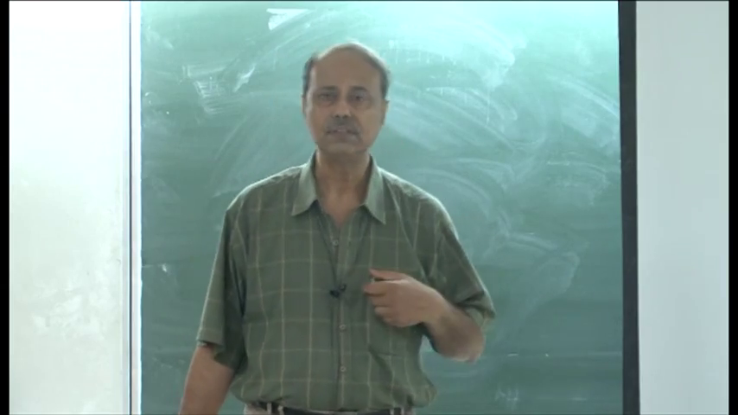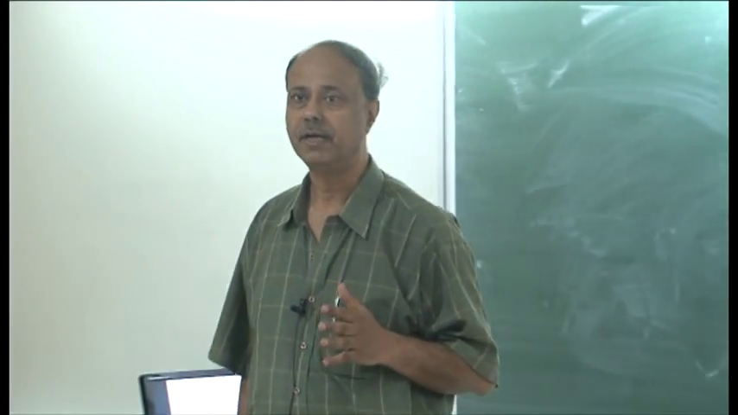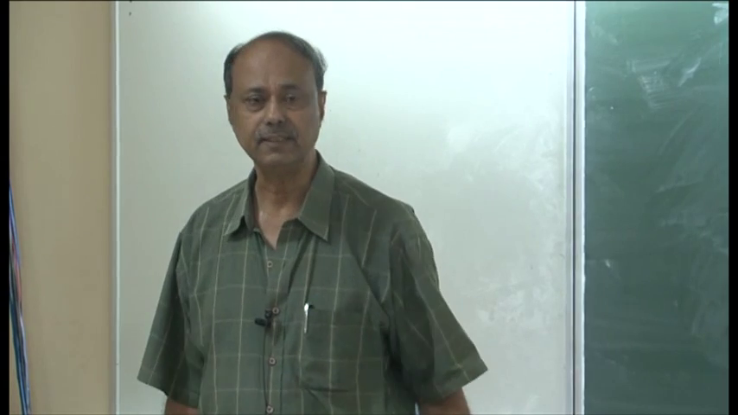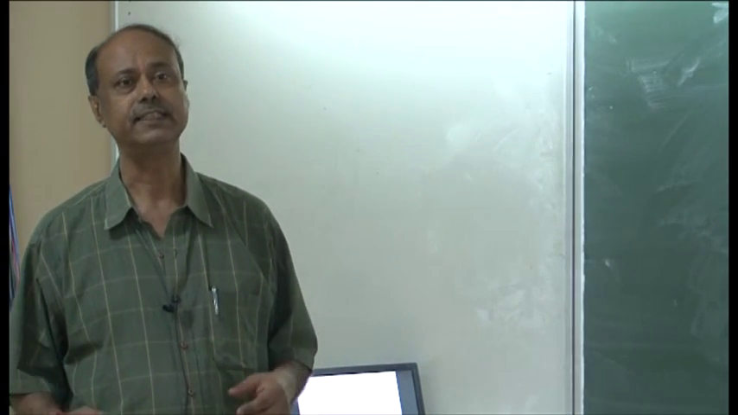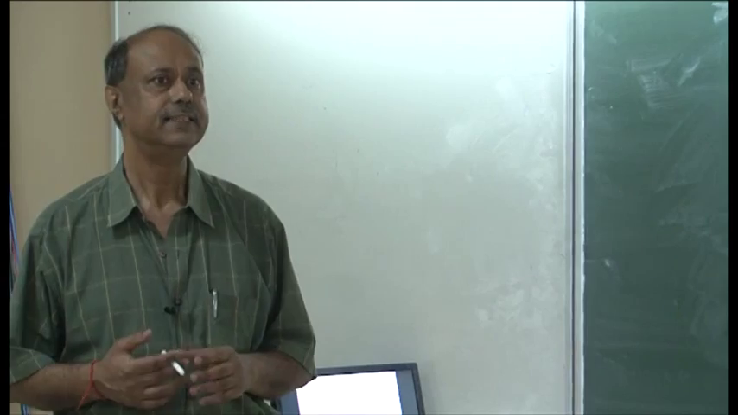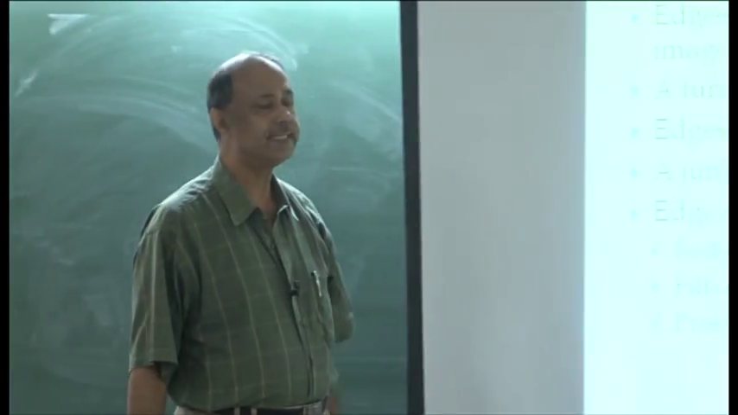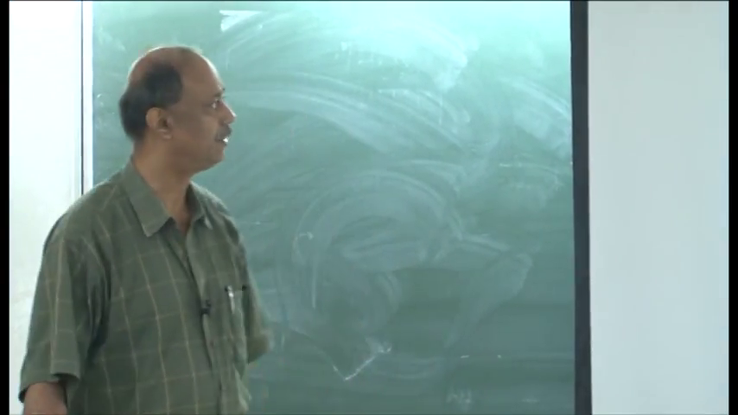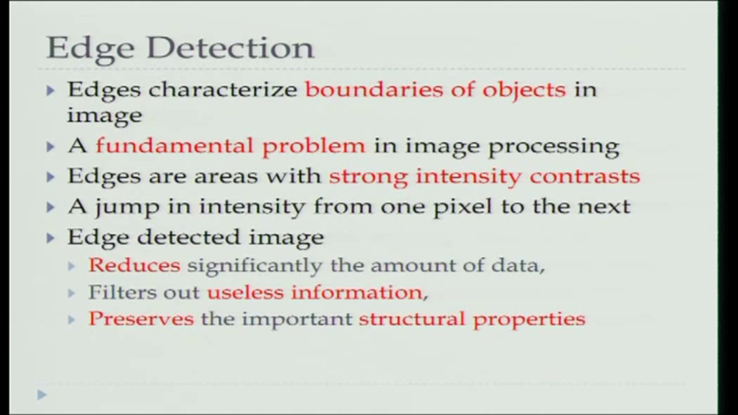Of course, edge detection is one of the fundamental techniques, and the problem of detecting an edge is itself a challenging one. Edges are the areas with strong intensity contrast, and a jump in intensity from one pixel to the next gives you the edge. Now, once I detect the edge, what happens? Then I do not need to keep the whole image. I need to keep the edges of the image, right.